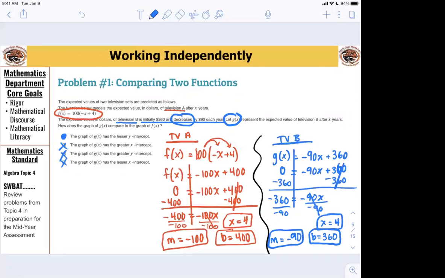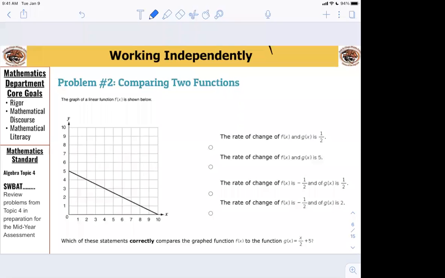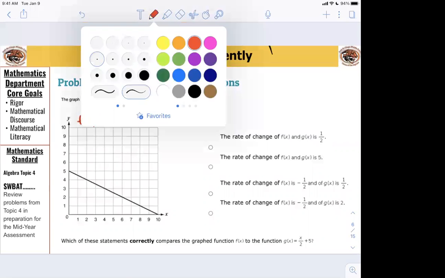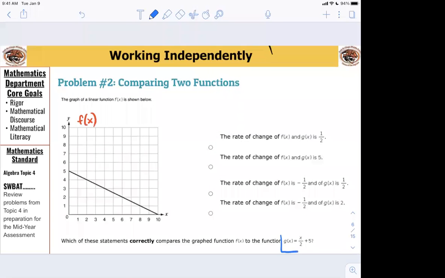Awesome. Number 2. Another comparing functions, okay? So they had a few of these where you had to compare. Now in this case, the graph of f of x is shown below. So this is f of x. And then it says, which of these statements correctly compares the graph of the function f of x to the function g of x equals x over 2 plus 5. So we have f of x as a graph and g of x as an equation.